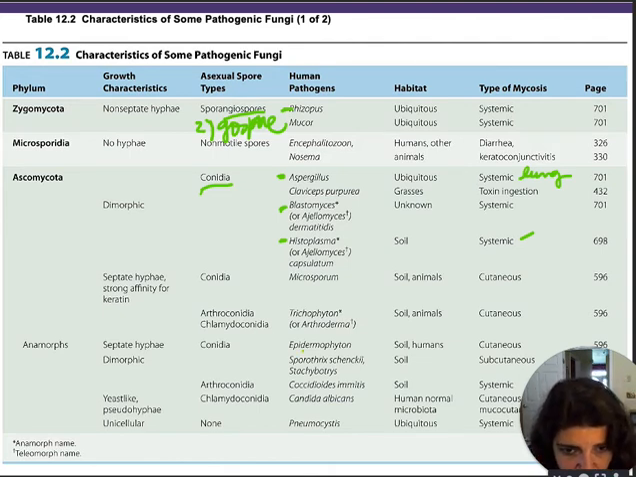Now we're going to move here to Coccidioides immitis. This fungus also causes systemic mycosis. Candida, which we just talked about, which is our yeast. Yeast causes a yeast infection even though it's dimorphic and can cause a systemic, cutaneous, and mucocutaneous infection.